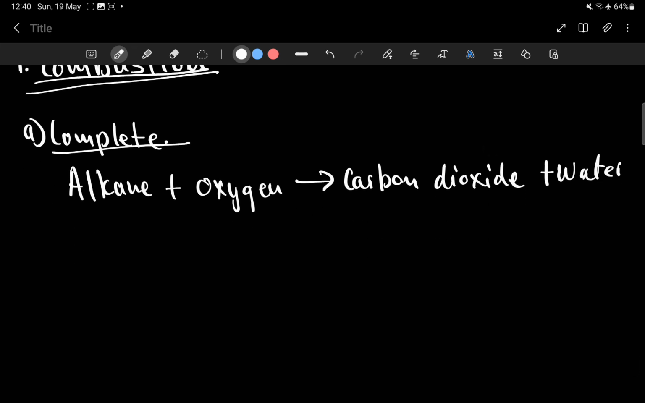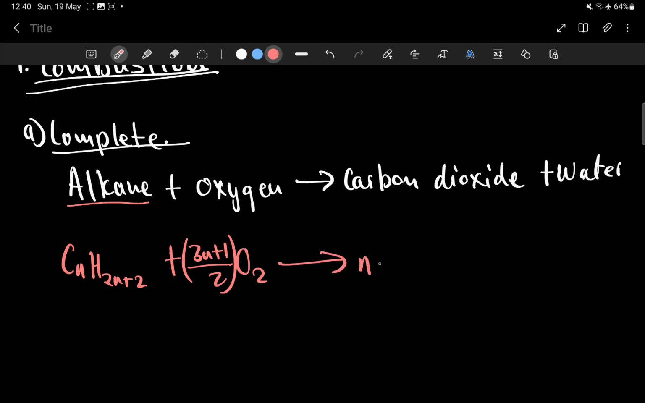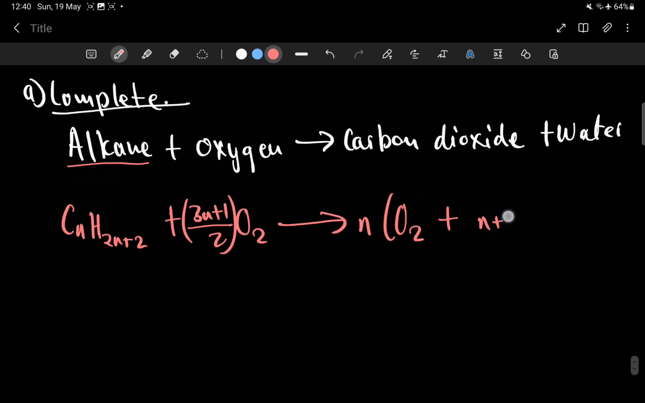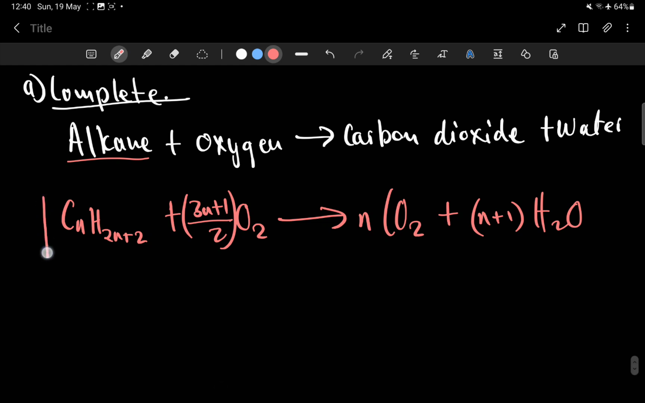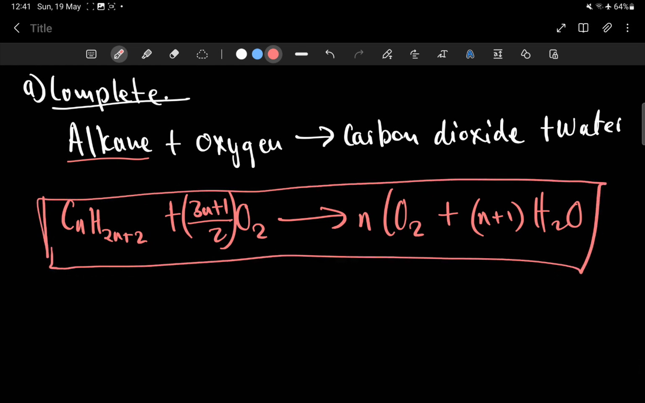Now, what you have to know about this is the ratios. Remember n is the number of carbons, so you have to know the number of carbons in your alkane. It'll be CnH2n+2, that gives you your alkane, plus (3n+1)/2 O2, to give us n CO2, which is the carbon dioxide, plus (n+1) H2O. This is what we use. If I can remember it, you can. (3n+1)/2 for oxygens, to give us n CO2 plus (n+1) H2O. That's what we're going to need to know for this.